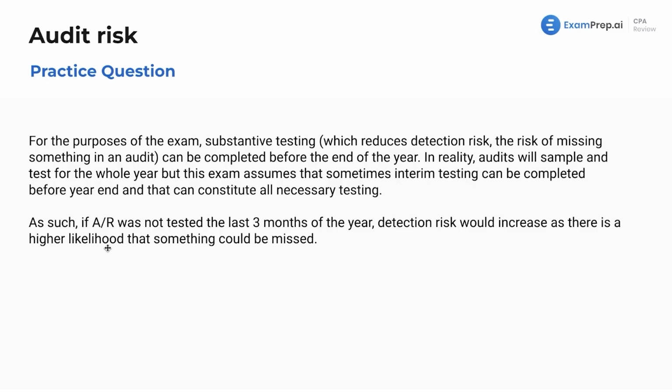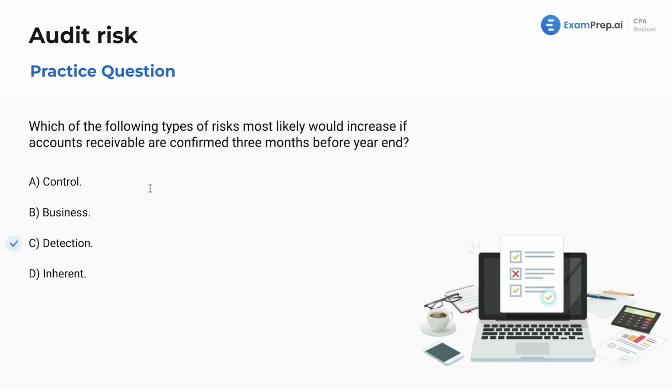So as such, if AR was not tested the last 3 months of the year, detection risk would increase as there's a higher likelihood that something could be missed, because if you confirm them 3 months before year end, and this question is also a little misleading. It would be nice to give a little more detail, but hey, some questions I write, some questions are the AICPA questions, but it's essentially saying like if you confirm them, that's it. That's the only testing you're going to do. So if you confirm them, that's it. And if anything happens that is incorrect in the last 3 months of the year, you're not going to detect that, and yeah, you're going to have a higher risk there.